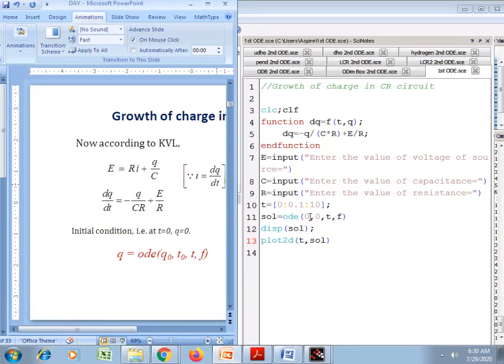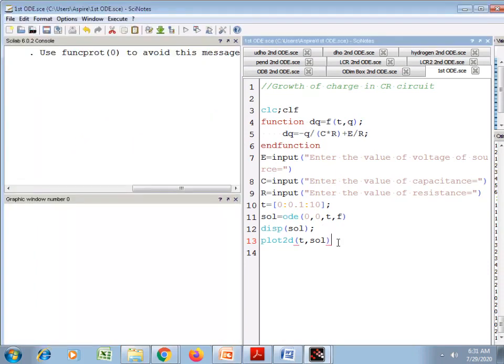The first argument is Q0, and it is 0. Then T0 is 0. Then T is the values of time for which I want the values of charge. Then F is the above defined function. Then the command disp will display the solution on the console, and plot2d is the command to display the plot on the graphics window.